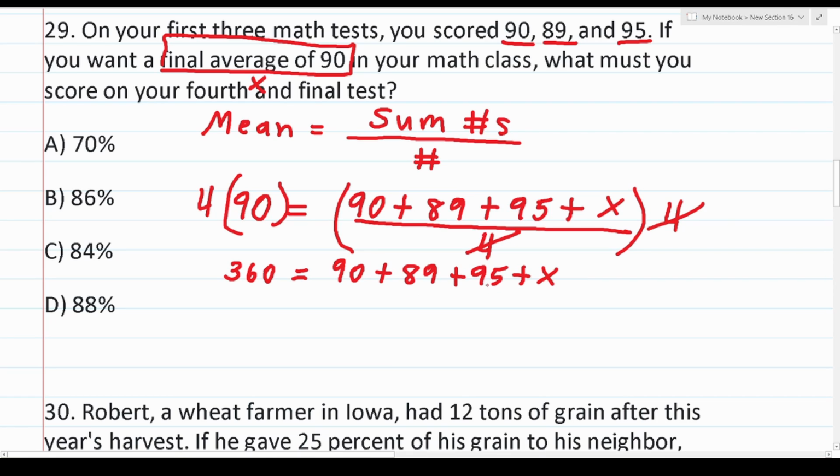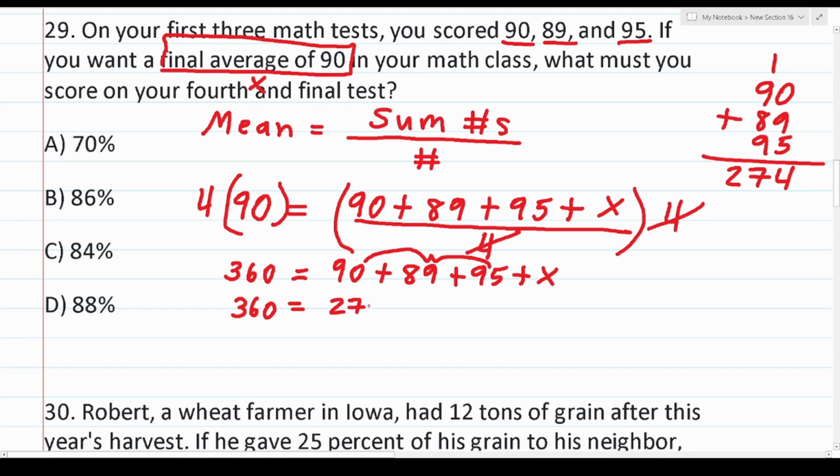Again, we want to get x by itself, so normally we would take these whole values and shift them over here by subtraction. That said, prior to doing that, I'm going to add these together to make the math a little bit easier. So we have 90 plus 89 and 95. Let's go ahead and add those up. 9 plus 5 is going to be 14, so we're going to have to carry a 1. 8 plus 1 is 9. 9 times 3 is 27. Okay, so this is 360 equals 274 plus x.